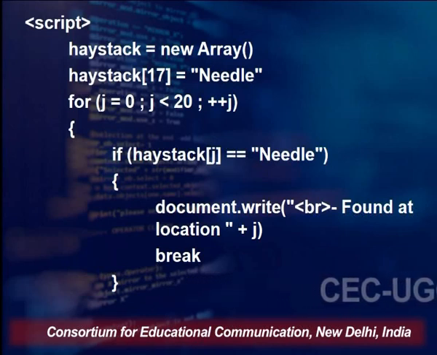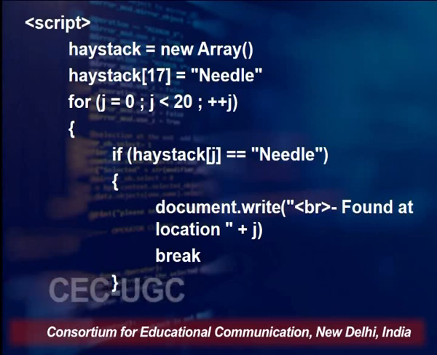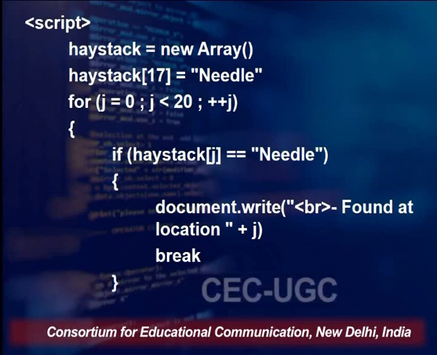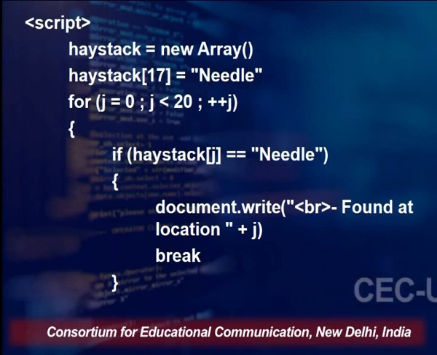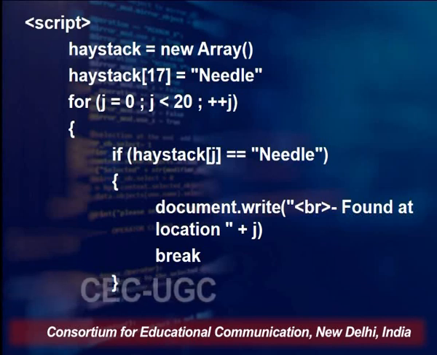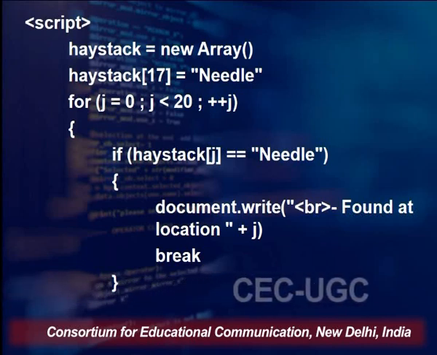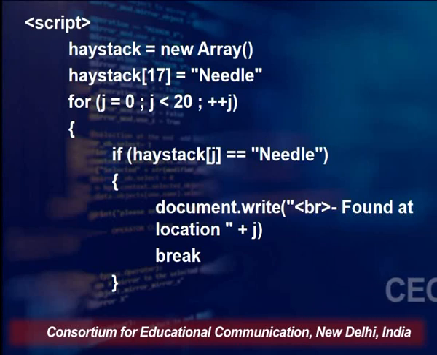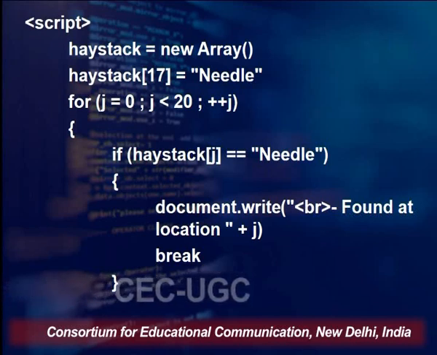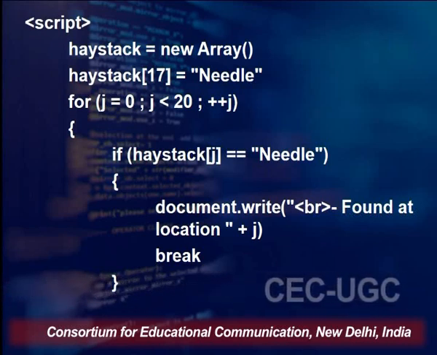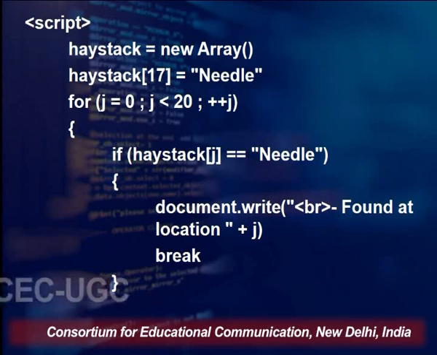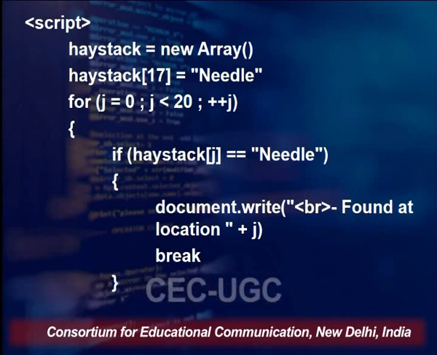So here we see that there is a variable that we have initialized, an array variable called the haystack, and in this variable we have placed the value needle at the 17th position. So what we are looking for is, whenever we find the word needle in the array, we are going to stop the loop. This is what the program says, that whenever the particular element is found in the array, the loop must stop executing. So what is the loop that we are running?